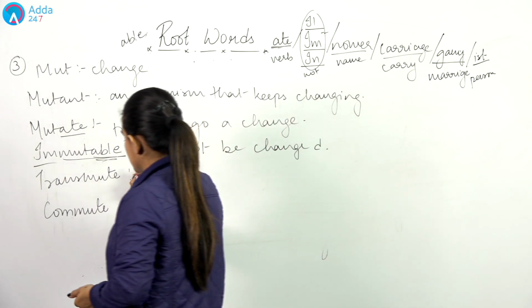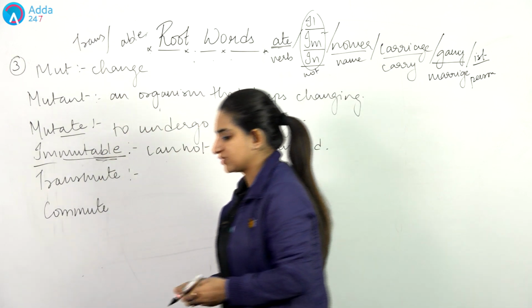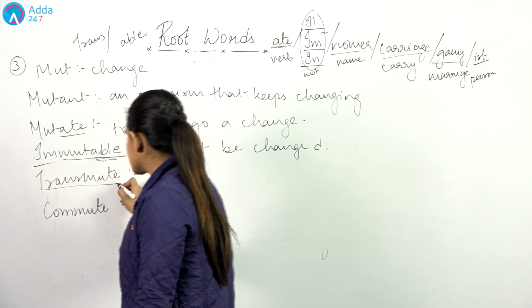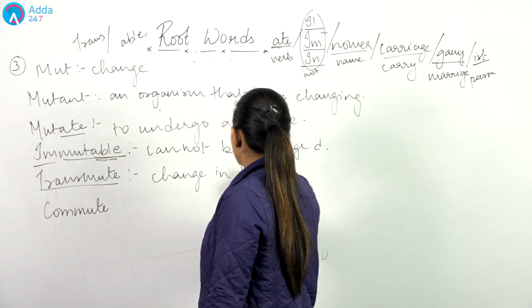Then we have transmute. Trans is the word that defines the movement of something, the carry, the bearance of something. That is what we mean by transmute. So transmute is a word that defines change in the form.